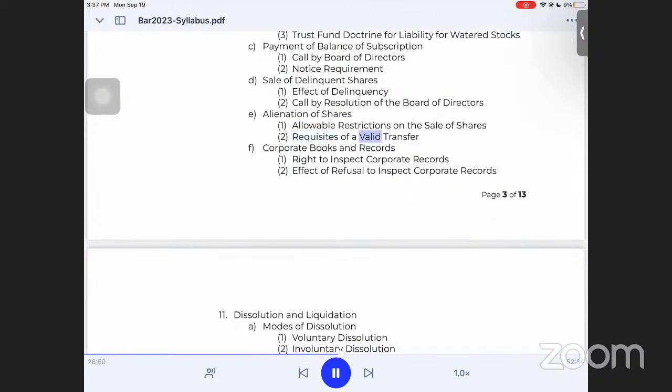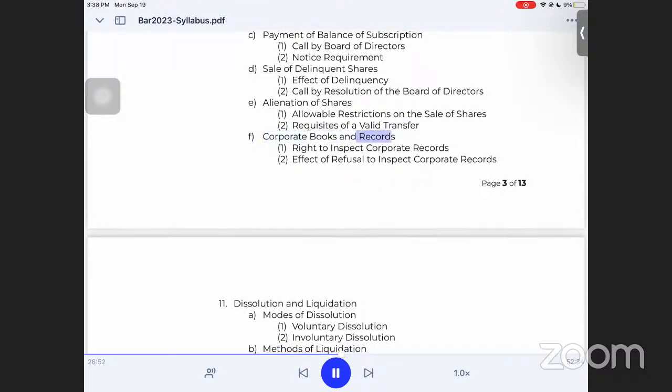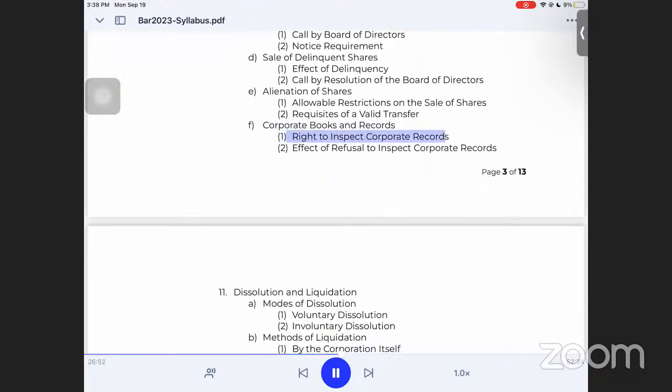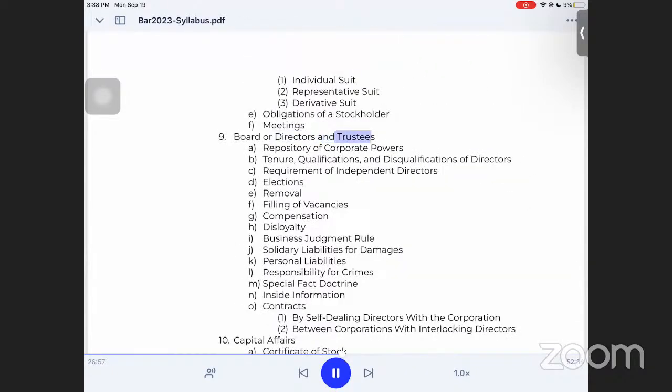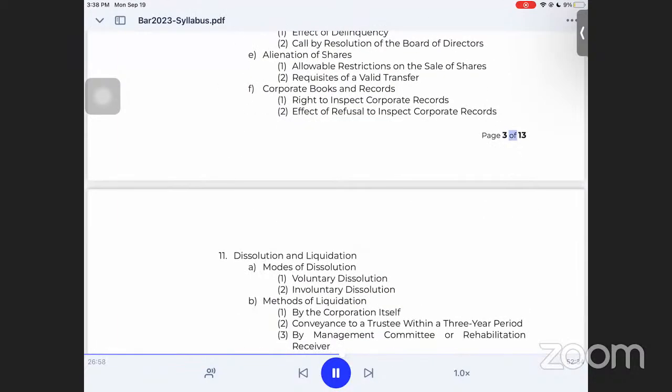2. Requisites of a valid transfer. F. Corporate books and records. 1. Right to inspect corporate records. 2. Effect of refusal to allow inspection of corporate records, on directors and trustees. Page 3 of 13.